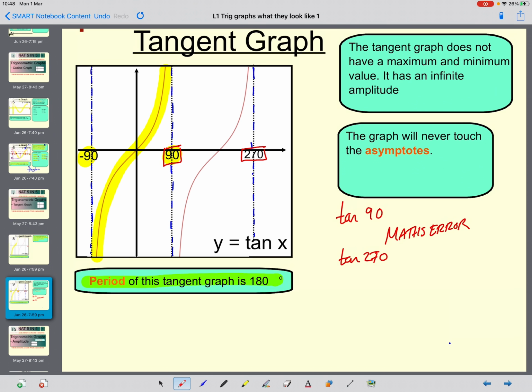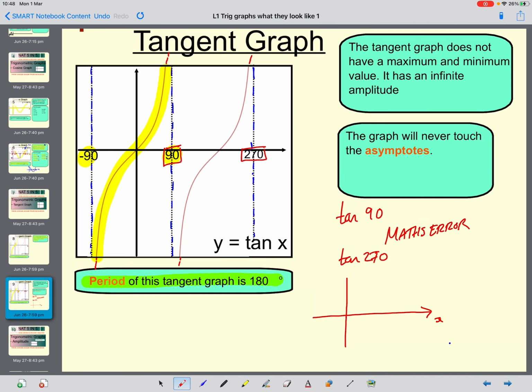So you can see that the tan graph is different from the sine and the cosine. And like I said, it just keeps going on forever and ever, and it'll tend closer and closer to those asymptotes.